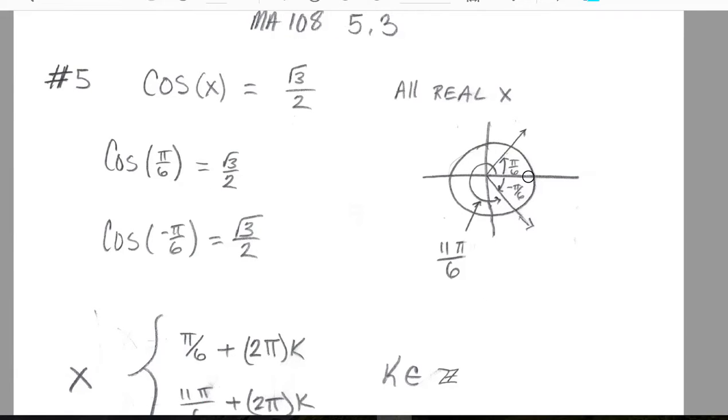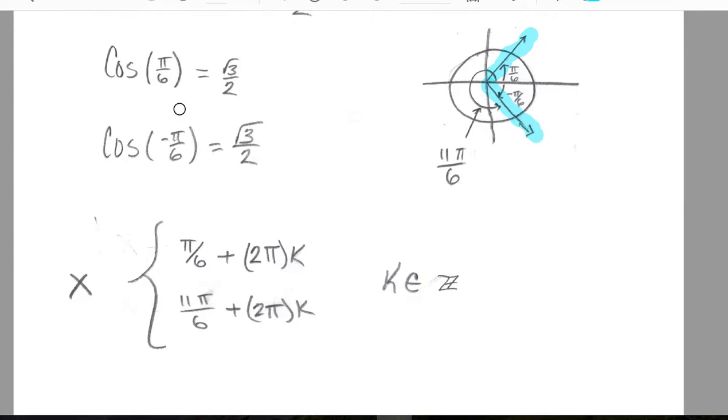So let's take a look at what that looks like from an algebra point of view. On the unit circle, there are two places where cosine of x is equal to root 3 over 2. And that happens at pi over 6 and 11 pi over 6. 11 pi over 6, by the way, is the same as minus pi over 6. So cosine of pi over 6 is root 3 over 2. Cosine of minus pi over 6 is root 3 over 2.